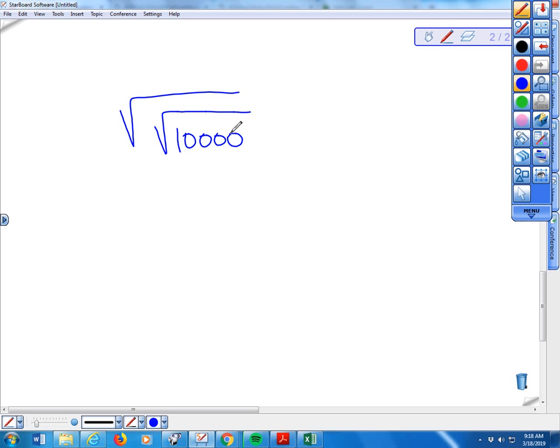Write this as a fraction. 10,000 to what fraction? Well, that's a 2, and this is a 2. So start from the inside. What is this written as a fraction? 10,000 to the 1 over 2, to the half. And then 4. I've got to raise that to the 1/2 because that's what this is, so it's a 4th.